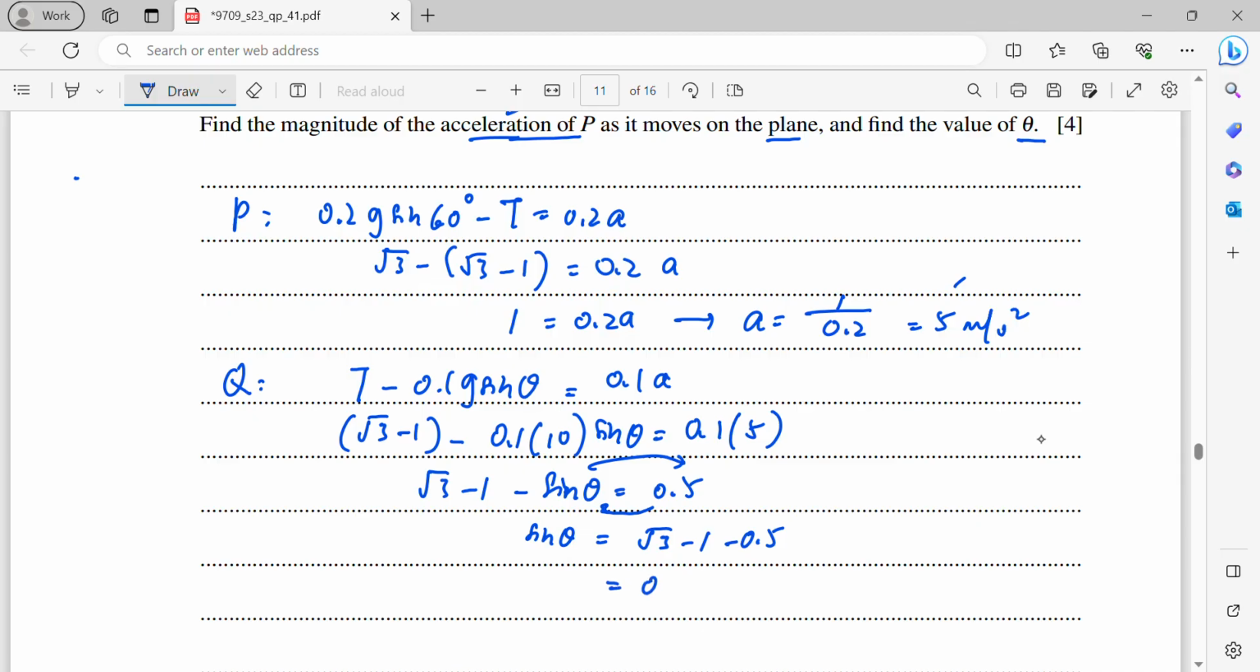Then it will be 0.23205 and your theta is inverse sine. So I will get 13.4 degrees. So that are the solutions for this question.